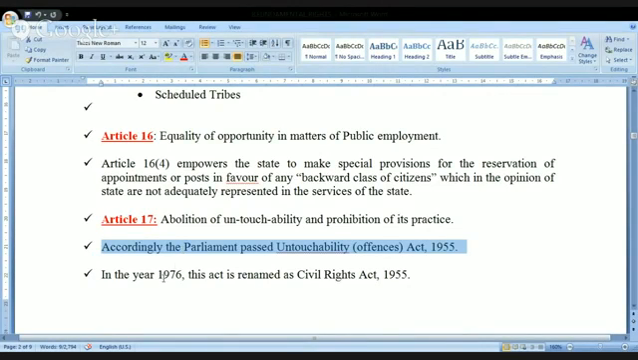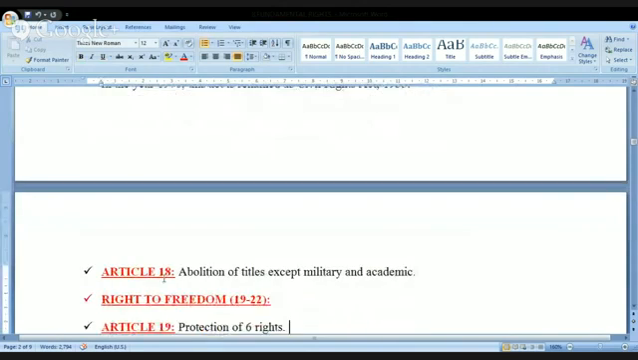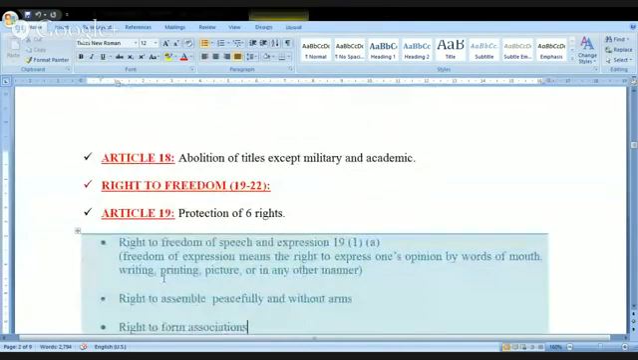And if you look at the year 1976, this Act was renamed as the Civil Rights Act of 1955. Originally, it was called the Untouchability Offences Act. Now it is called the Civil Rights Act of 1955. Okay. Now, look at the next one.